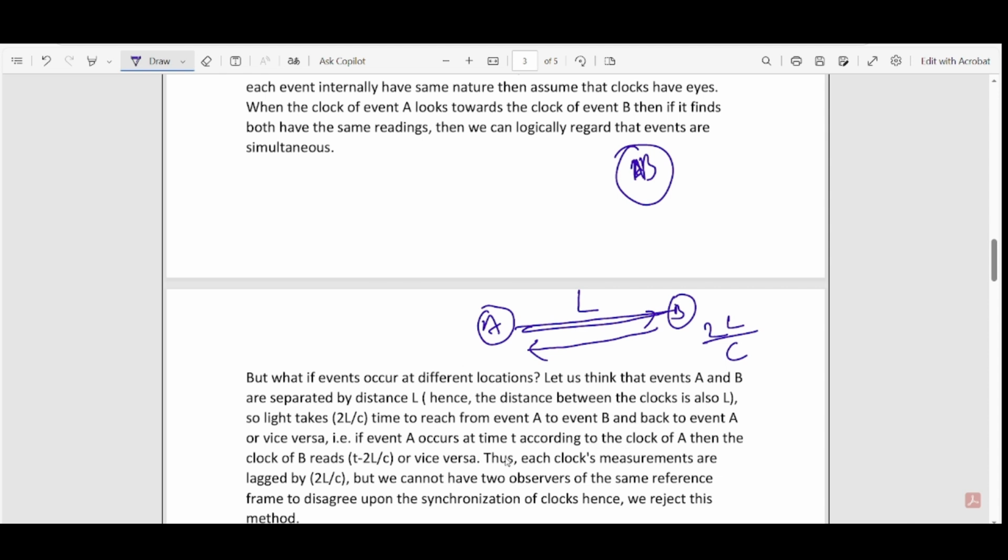So what I can say is that if event A occurs at time t according to the clock of A, then the clock of B reads the event time as t minus 2L by C. This is not an assumption, but a calculation. And vice versa: if we take it with respect to event B, it is exactly opposite. Thus the two clocks' measurements are lagged by 2L by C, but we cannot have two observers of the same reference frame disagree upon the synchronization. There is a lag, but both clocks will agree that they are synchronized. So this method is flawed in itself. Why it is flawed, we will see.